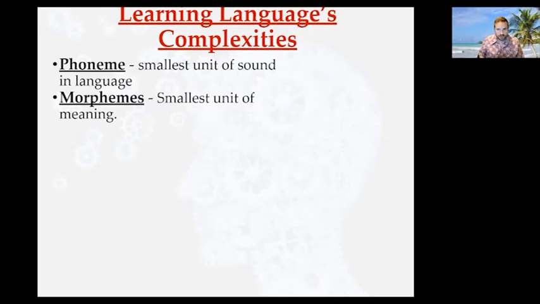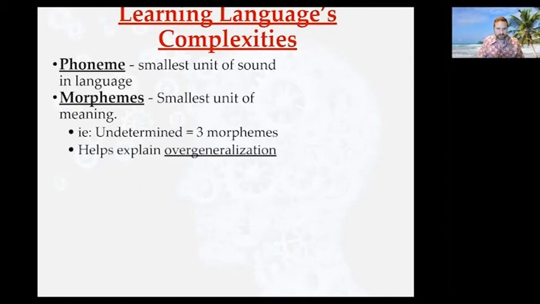Then getting larger, you can combine phonemes into small bits called morphemes. These are the smallest units of meaning in a language. This also contains prefixes and suffixes. For example, the word undetermined, un, determine, ed, is 3 morphemes. This explains overgeneralization when kids talk. Sometimes they'll say things like, I goed to the store, he righted his bike.